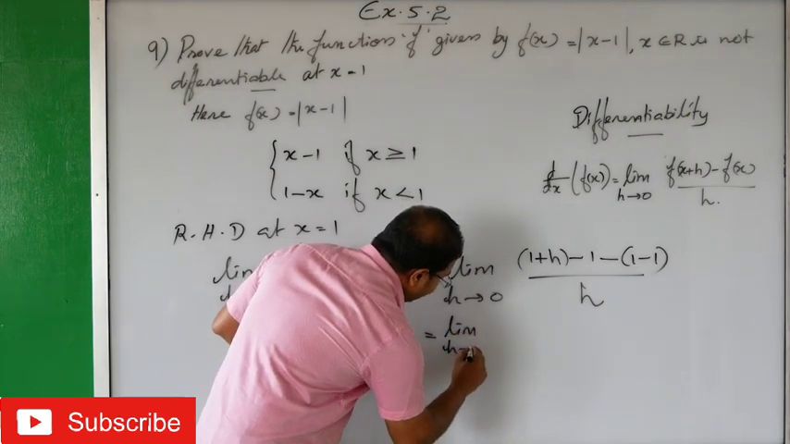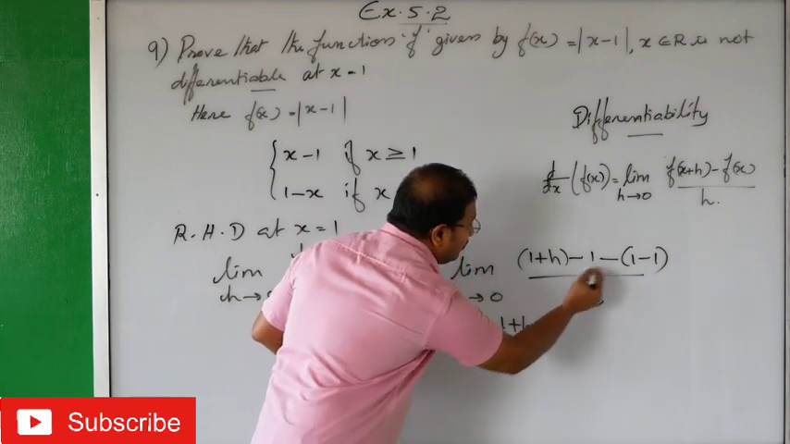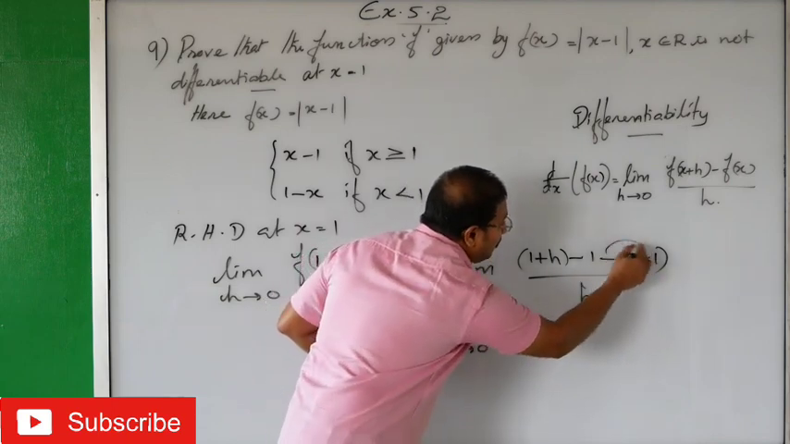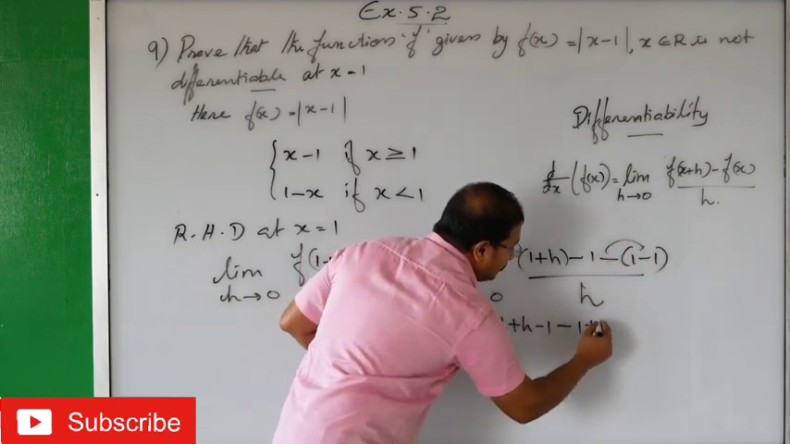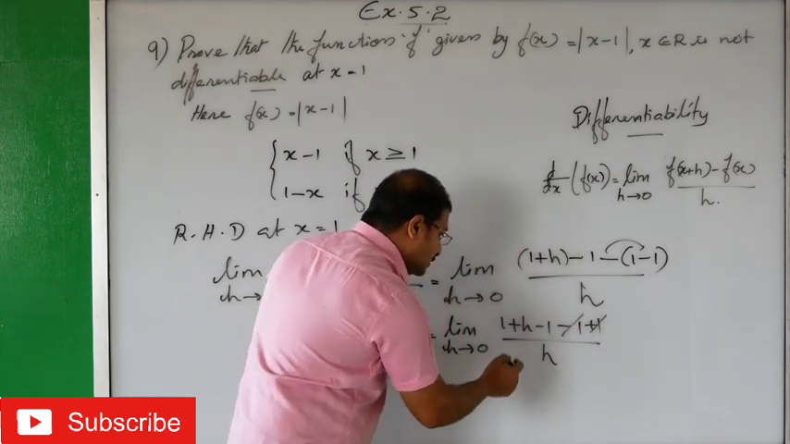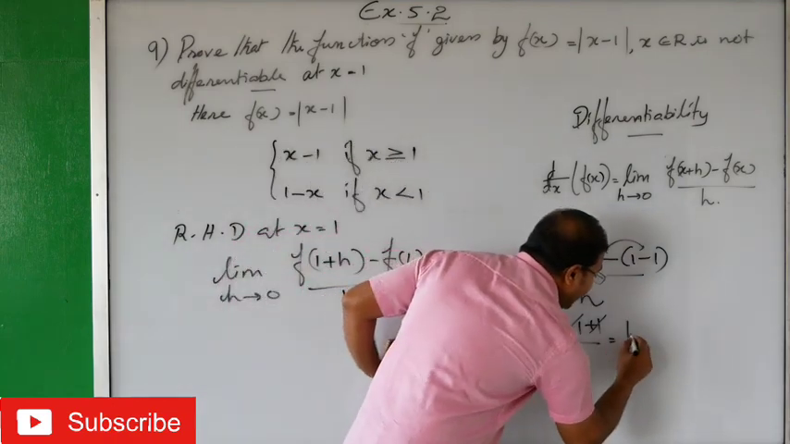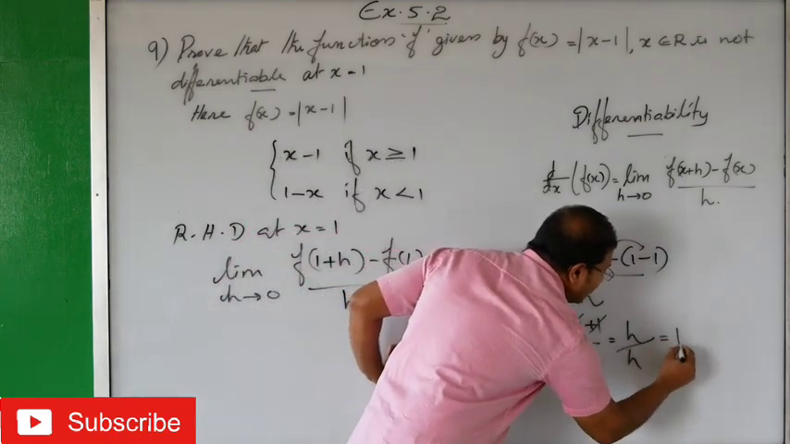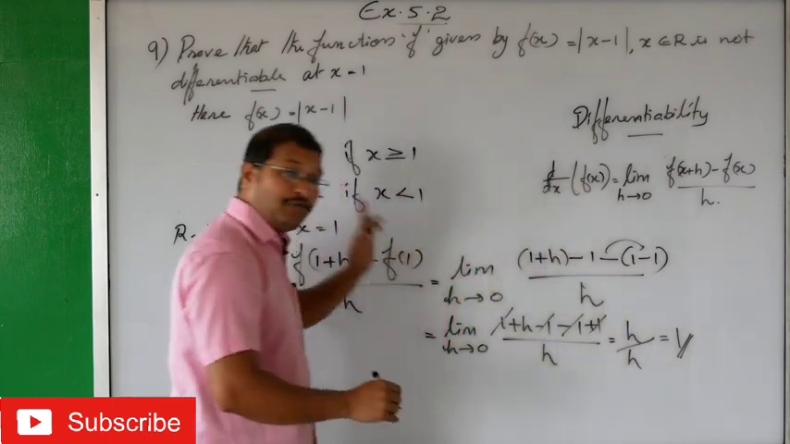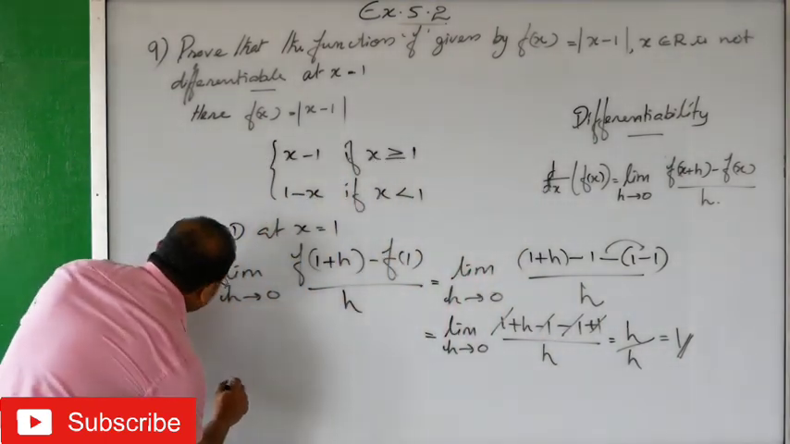Limit h tends to 0, 1 plus h minus 1, minus 1, opening the bracket, minus into minus, plus 1, divided by h. Minus 1 plus 1 will cancel, plus 1 minus 1 will cancel. We got h by h. When you cancel, we will get positive 1. Before we got negative 1, now we got positive 1.